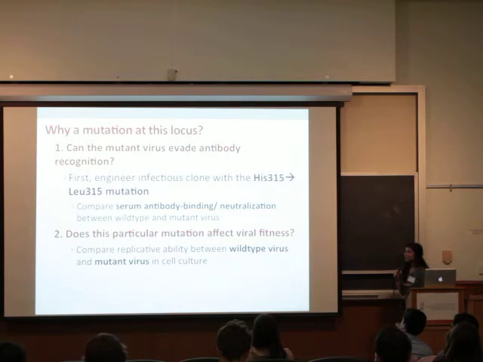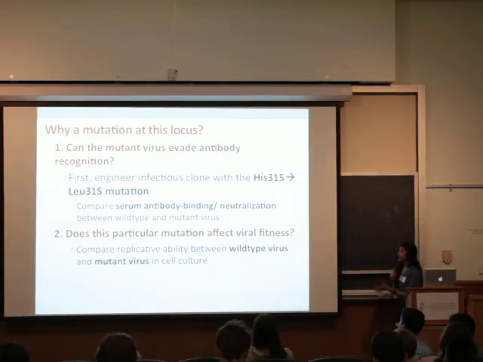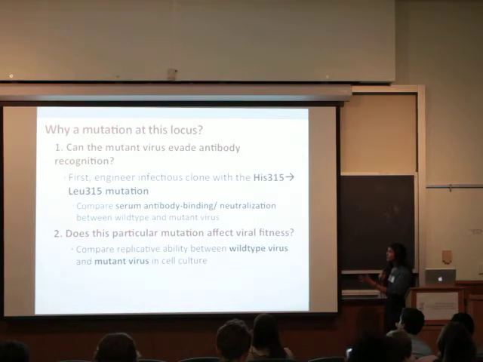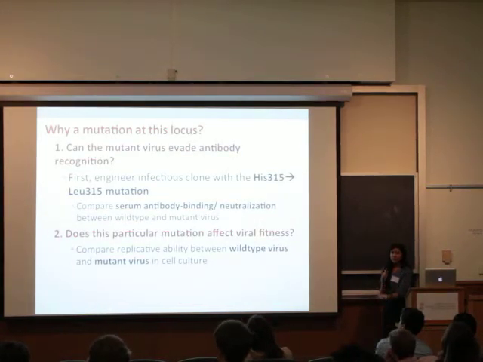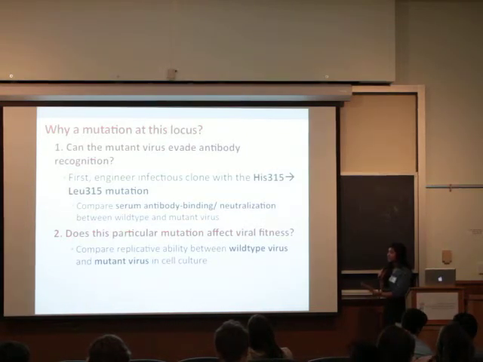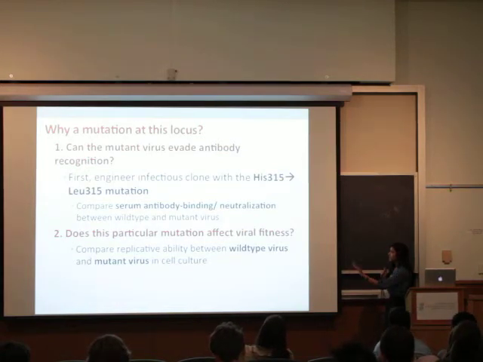Okay, so again, asking the question, why a mutation at this location? We have several hypotheses. Of course, we need to test them to adequately understand the implication of this mutation. So first, we're going to assay the serum antibody binding and neutralization properties of the mutant virus versus that of the wild-type virus that lacks the mutation. What we're going to do is engineer an infectious clone with this particular mutation and assess the serum antibody binding and neutralizing properties of that virus with that particular phenotype.